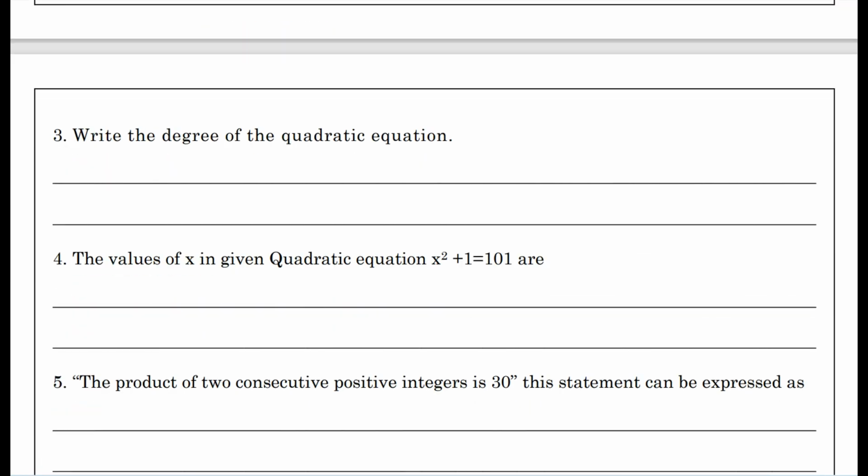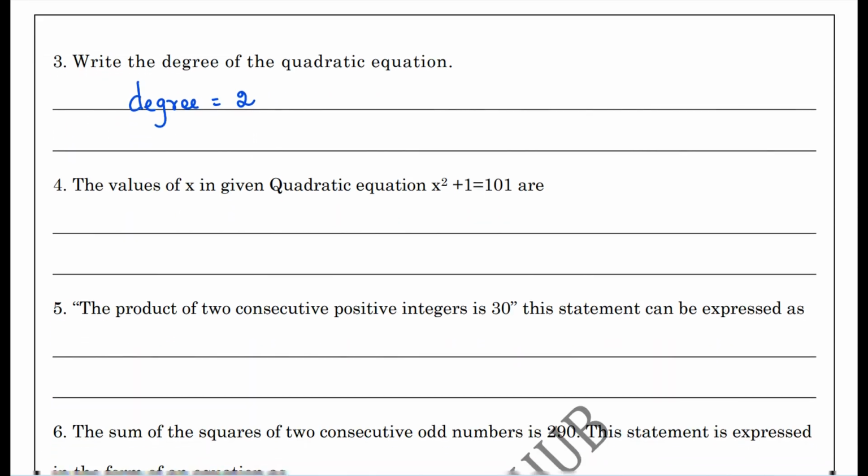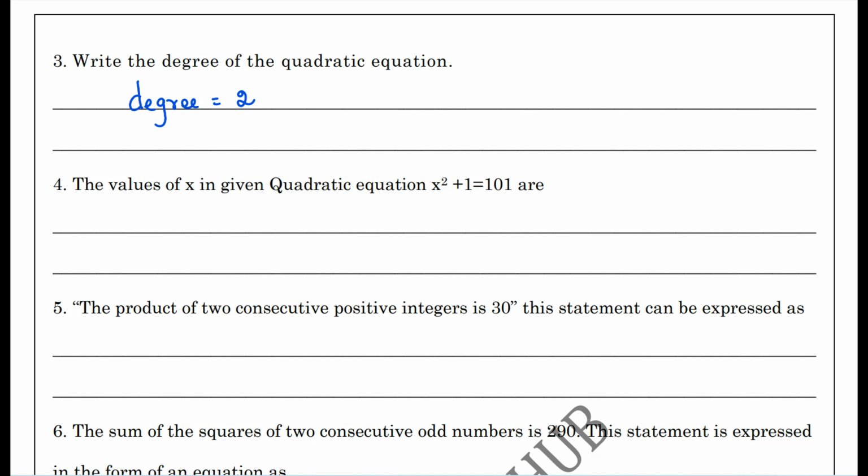What is the degree of the quadratic equation? Question number 3. The degree of the quadratic equation is 2. How many solutions will be there? 2 solutions will be there. How many roots will be there? The roots will be 2. How many roots will be there for the quadratic equation? It will be 2.